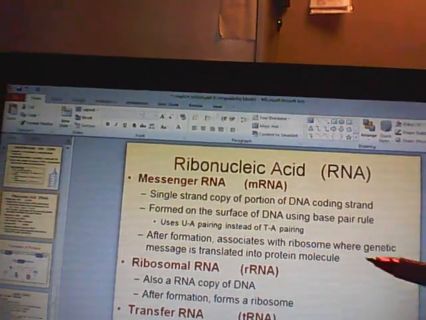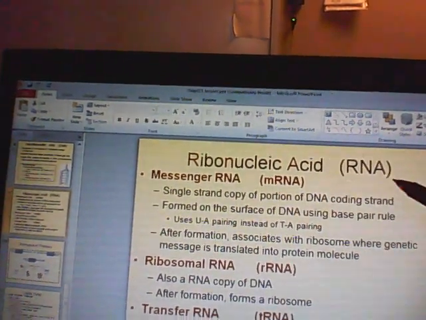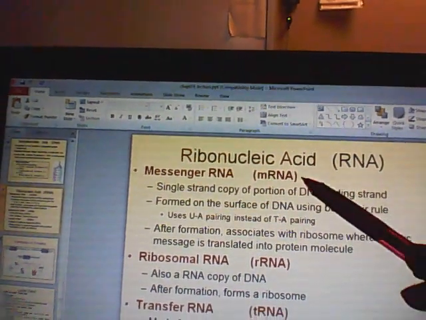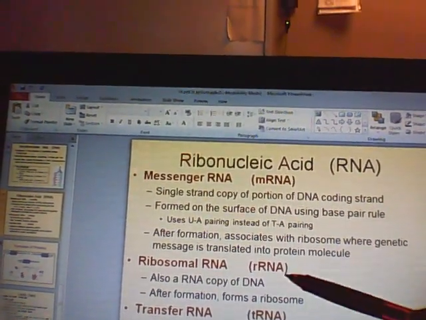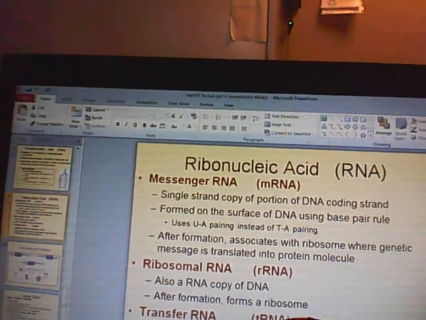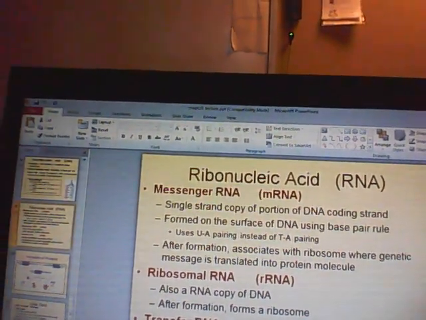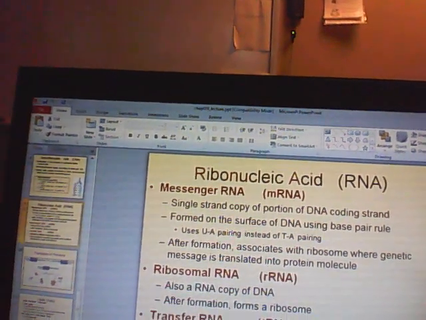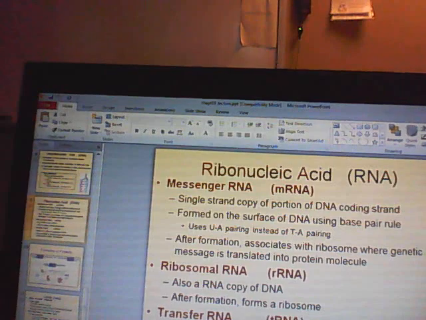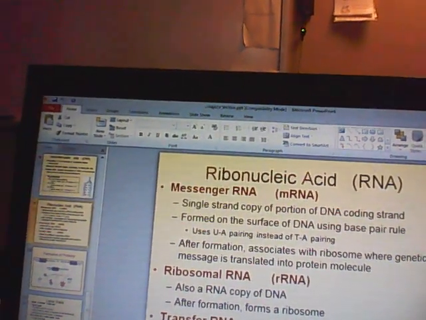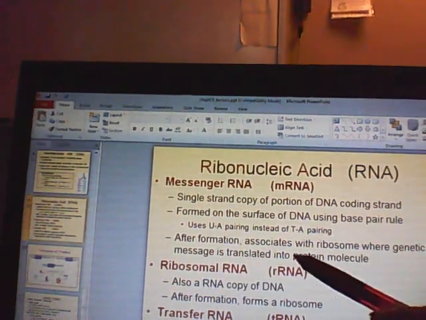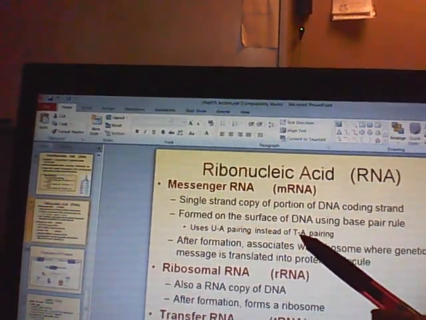RNA, we have 3 different types. RNA again stands for ribonucleic acid. You have messenger RNA, also known as mRNA, ribosomal RNA, known as rRNA, and then you have transfer RNA, known as tRNA. So messenger RNA is single-stranded, different from DNA, which is double-stranded. And then messenger RNA, as I said before, U pairs with A instead of, like DNA, T pairs with A.